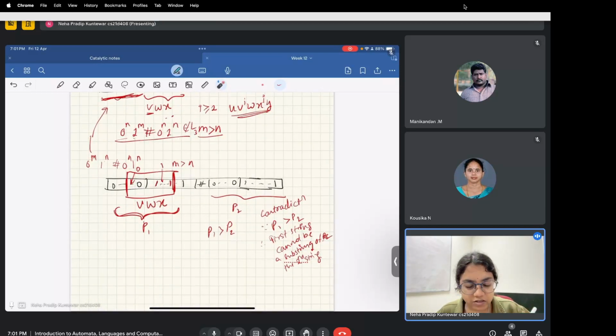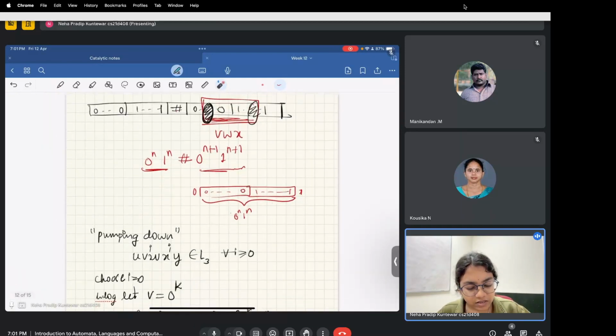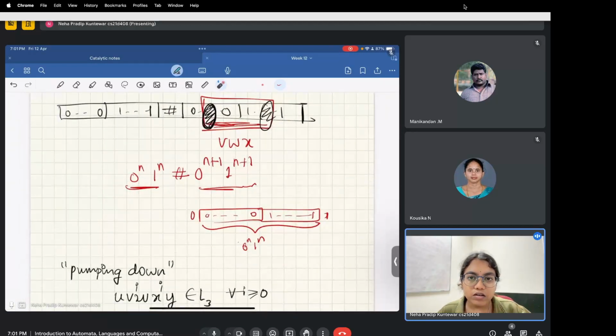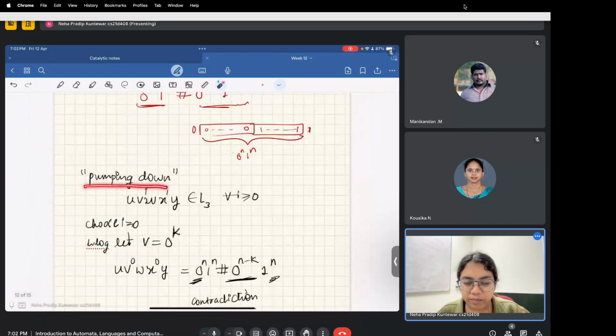Then we look at the second case. Second case was, maybe it is on the left hand side of the hash, but it is interspersed. In that case, you see that the string is strictly longer than the string to the right, so it cannot be a substring. So again, there is a contradiction. Then we look at the third case, when instead of the string on the left, we are pumping on the string on the right. But if we try to pump it up, we don't get a contradiction, because no matter how many times you pump, you will still end up getting the substring. So in order to get a contradiction, we use a trick which is called pumping down.